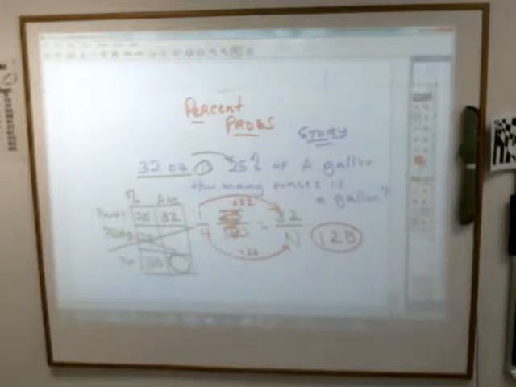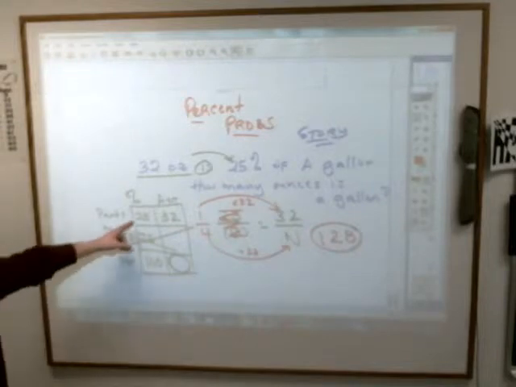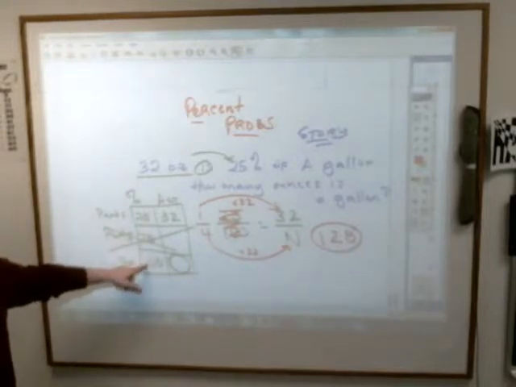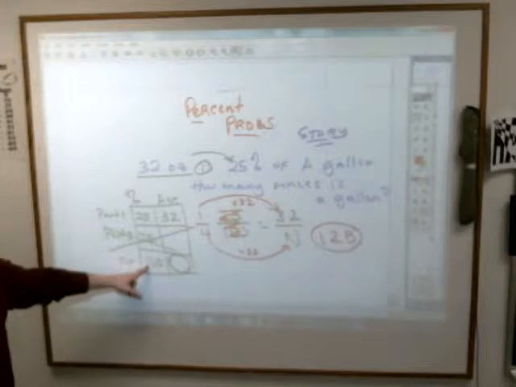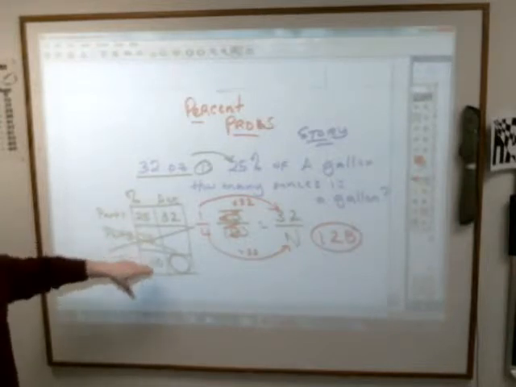Charlie, where'd you get 75? What number added to 25 gives me 100%? I always know all of it's 100%. So it's 25 plus what the other part is equals that.